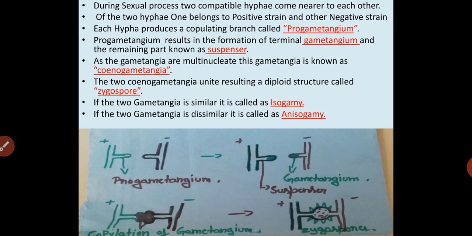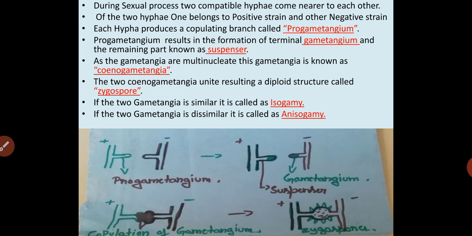During the sexual process, two compatible hyphae come nearer to each other. Of the two hyphae, one belongs to the positive strain and the other belongs to the negative strain. Each hypha produces a branch called the copulating branch, and this branch is called the progametangium. This progametangium results in the formation of a terminal gametangium, and the remaining part is considered the suspensor.